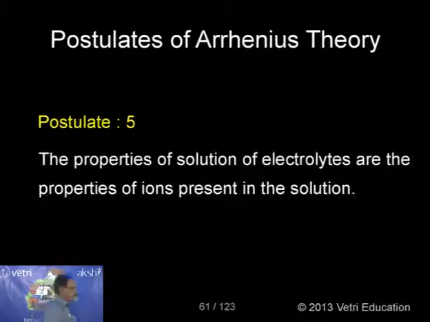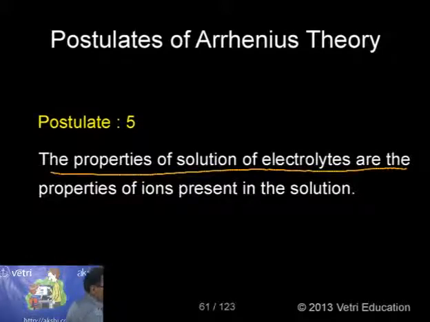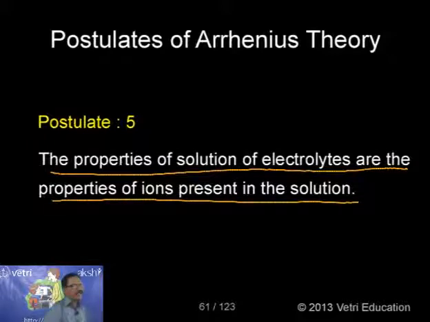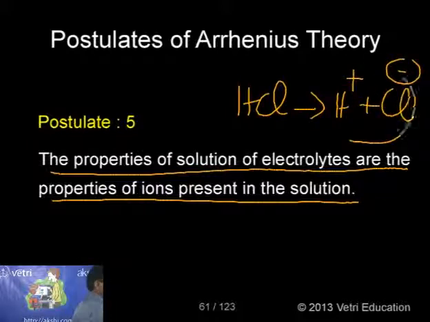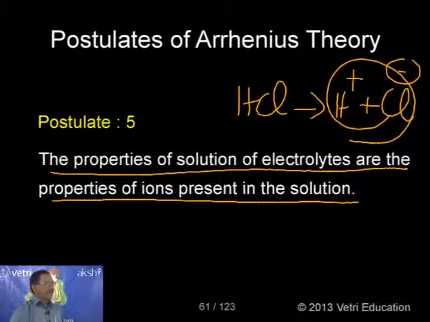Fine, postulate 5. The properties of solutions of electrolytes are the properties of the ions present in the solution. This is very, very interesting information. Again, Arrhenius theory says the properties of electrolyte solutions are the properties of the ions present in the solution. Suppose we take an aqueous solution of HCl. HCl is a strong electrolyte, giving H+ and Cl-. So what will happen now? The aqueous solution contains H+ ions, which means the solution is acidic in character. The acidic nature of the electrolyte is due to the H+ ion present in the solution.